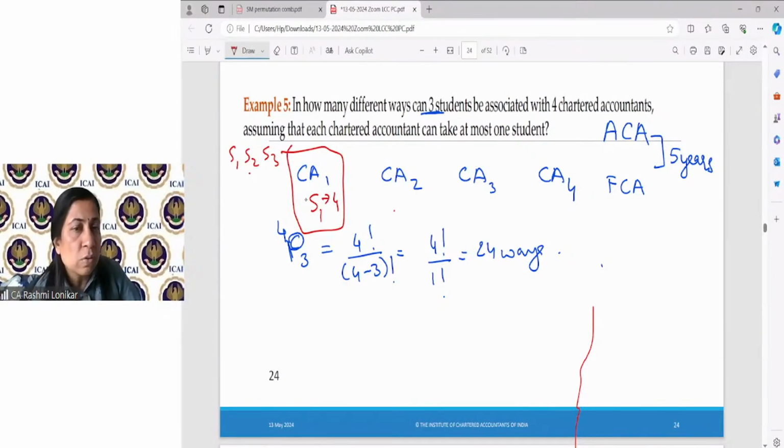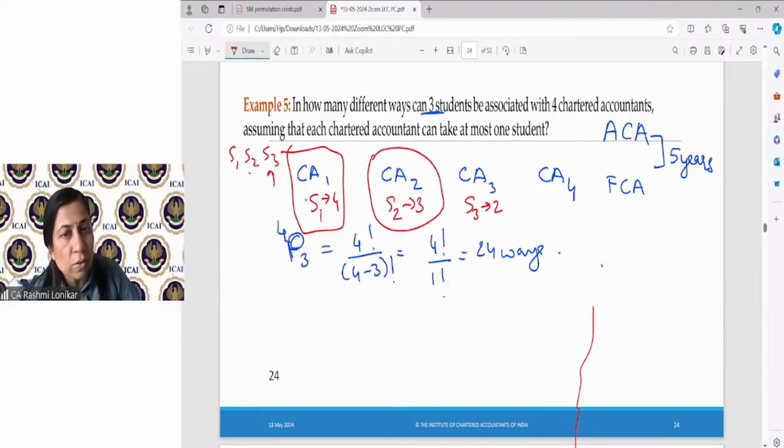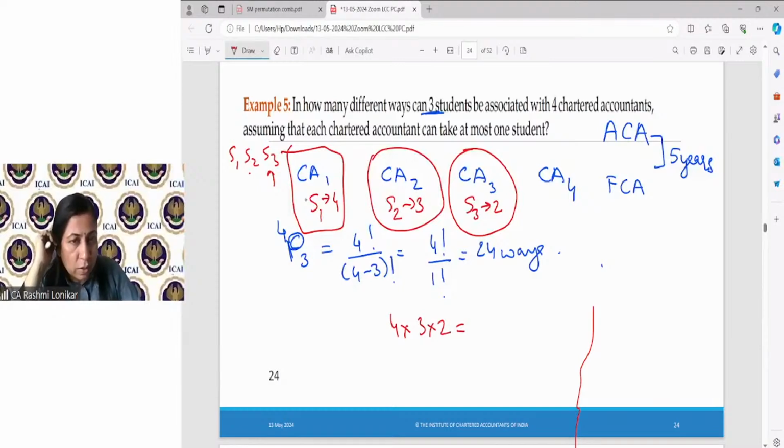But now one CA has gone, like he's already got a student under him. So S2 has three options. Suppose he goes to CA2. Now what about S3? S3 has how many options? Two. Either he can go to CA3 or CA4. Suppose he goes to CA3. So 4 into 3 into 2, which is again equal to 24.